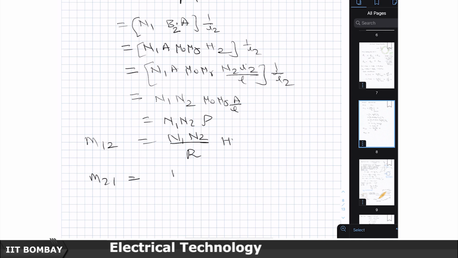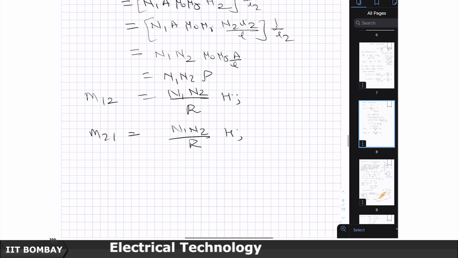So, therefore, in this case also we get M21 equal to, this symmetry will always be there, M12 and M21 will be equal to N1 N2 by the reluctance H. Now compare this with L11 or L1, which was N1 square by R, and L22 which was N2 square by R.